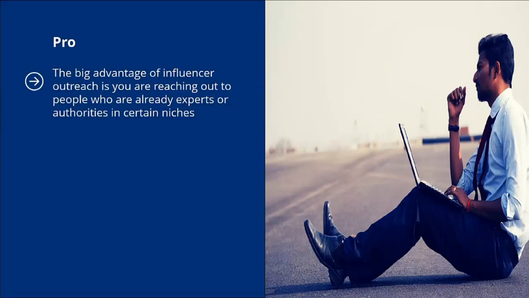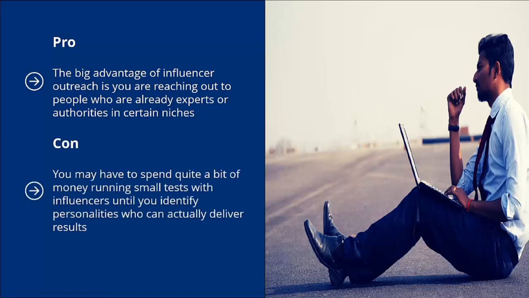Pro: the big advantage of influencer outreach is you are reaching out to people who are already experts or authorities in certain niches. You end up piggybacking on their credibility and authority. Con: you may have to spend quite a bit of money running small tests with influencers until you identify personalities who can actually deliver results. The good news is that even if certain influencers charge a lot of money, if the ROI is there, they would be worth it. You have to do extensive research.